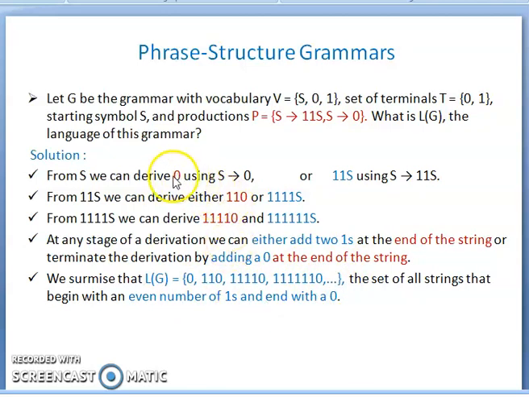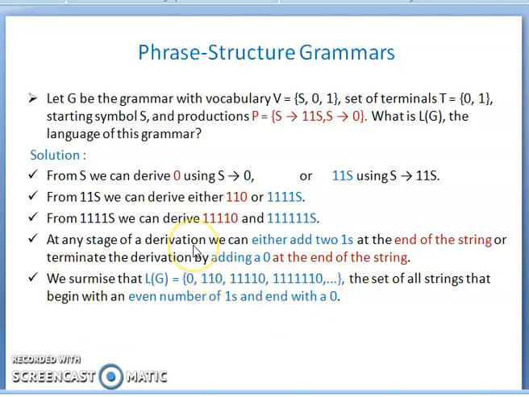So finally you will get strings like 0, 110, 11110, 6 ones 0, 8 ones 0, 10 ones 0, 12 ones 0, like that. So the language is even number of ones, followed by and ended with 0. Zero ones, which is an even number, ended with 0. Two ones ended with 0. Four ones ended with 0. Six ones ended with 0. Eight ones ended with 0. This is the language: even number of ones and ending with 0.